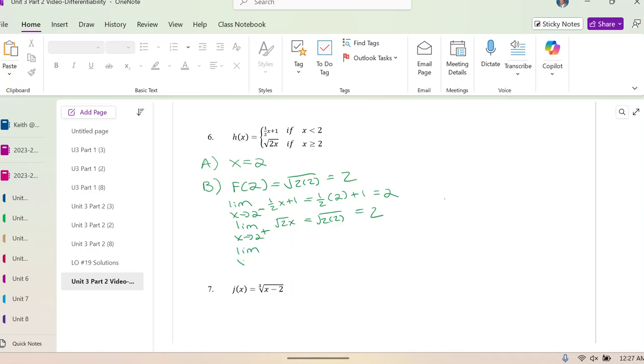So that means the limit as x approaches 2 of h of x is 2. So therefore, since the function value and the limit are the same, this is actually h of 2, not f of 2. We'll make that an h. So therefore, h is continuous at x equals 2. So now we have to determine if it's differentiable, right? So if we take the derivative here, well, the derivative of this part is just 1/2 because that's the slope.